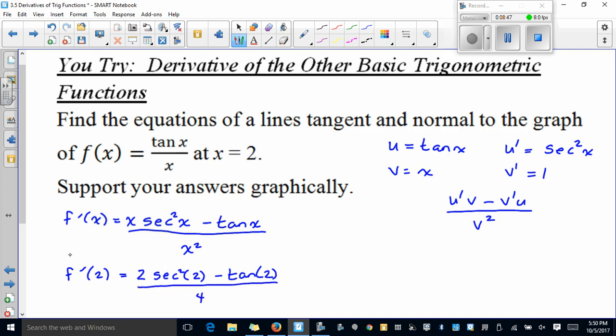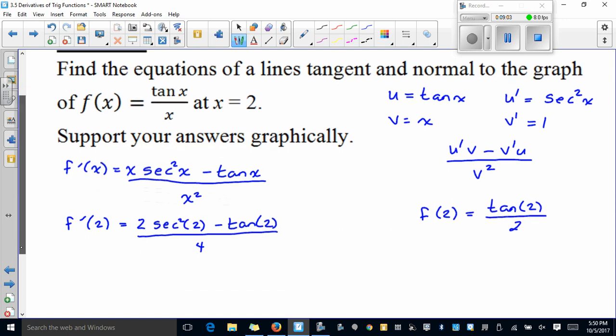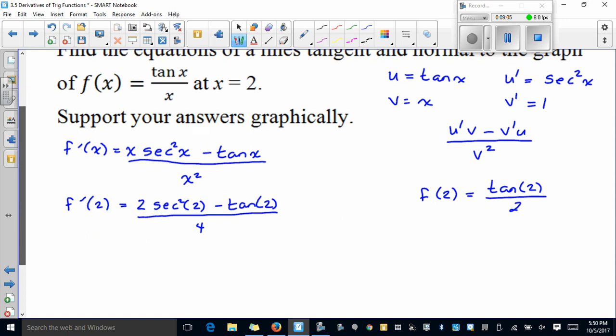That's our slope. Now we also need our y value, so we need f at 2, which is going to be tangent of 2 all over 2. Now, here's the one thing that I do get to point out to you: this is the slope, but remember the reciprocal, when I do the normal line, I'm just going to flip this guy over. So let's do our tangent line first.